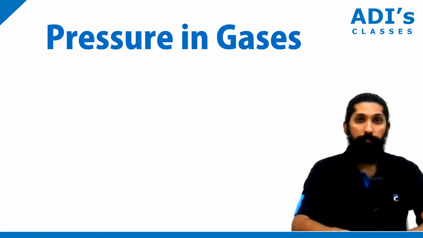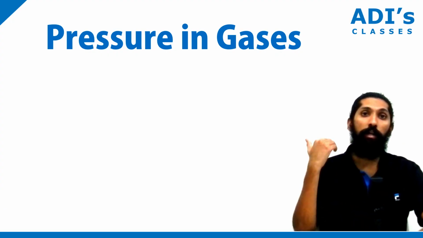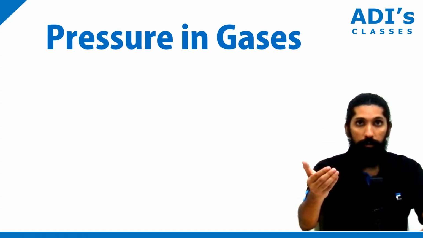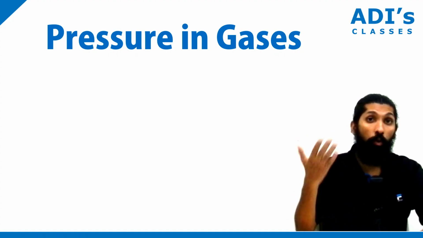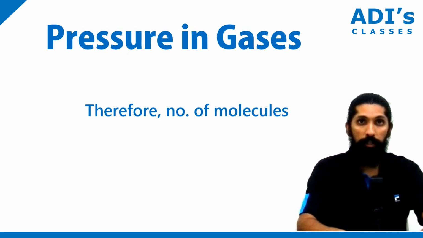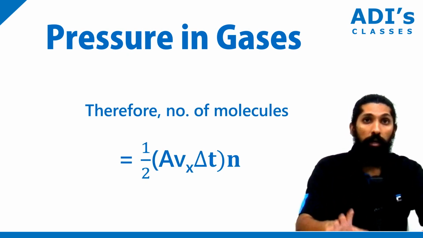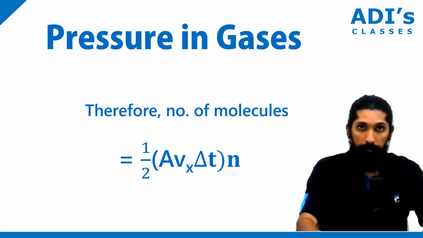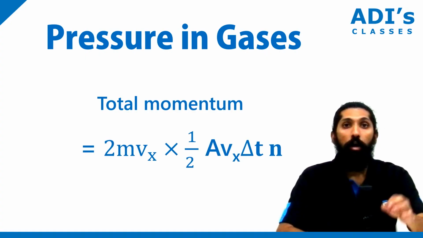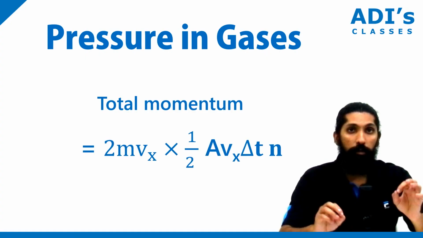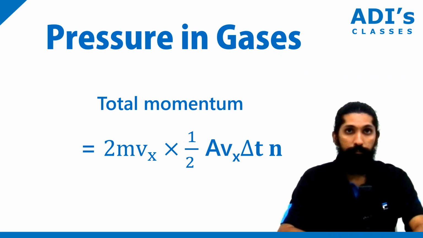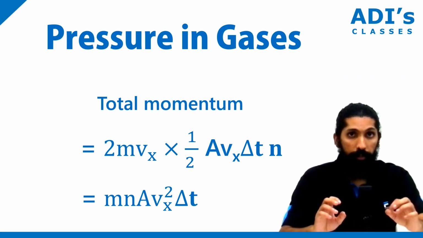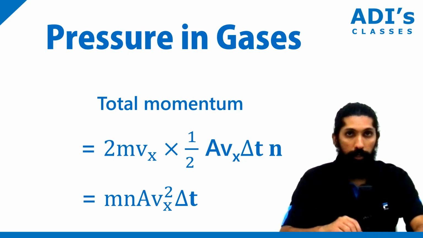Now what's going to happen? Understand this one. While going and coming back, that's what we are trying to calculate. But for one way, only going or only coming back, the value is going to be half of A into Vx into delta t into n, isn't it? The total momentum is going to be 2mVx into half into A Vx delta t into n. Half and 2 get cancelled, so you are going to have m n A Vx square into delta t.